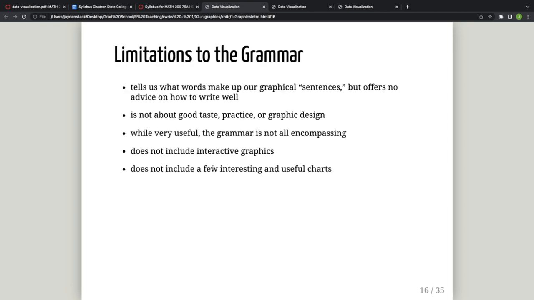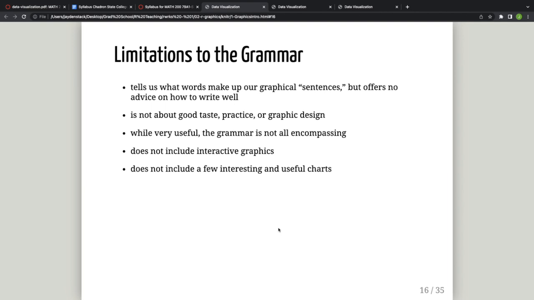So what are the limitations that we need to think about when we're building our graphs? Grammar tells us what words make up our graphical sentences, but offers no advice on how to write well. It's just plain and simple. Sometimes in ggplot, we have to have things in very particular spots, or else it won't work, right? Maybe I put a part of the syntax after the word I'm trying to use, and it's not going to work as well, and it's going to give me maybe a different graph than I was actually looking for.